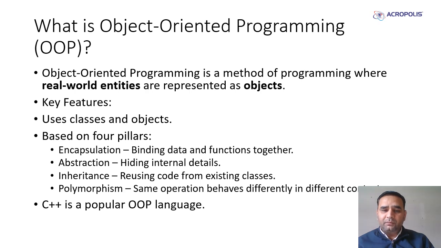four pillars of object oriented programming. The first is encapsulation, that is binding of data and function together. The second pillar is abstraction, where we are hiding internal details from the external world. Inheritance is the ability to reuse the code from existing classes, and polymorphism is where some operations behave differently on different types of input. C++ is a popular example of an object-oriented programming language.